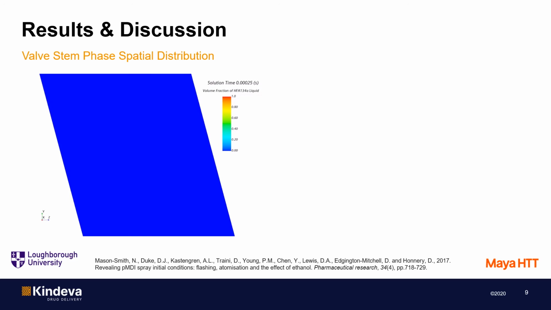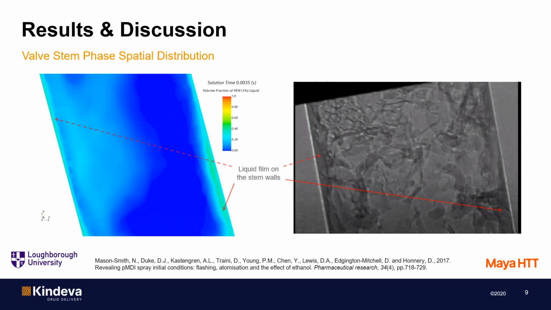To validate the trends of the model, we show a number of images that were grabbed from the work by Mason Smith, Duke, and Honoré. We note that the geometry of the actuator was not the same as in this model. Nevertheless, these results demonstrate that the trends of the models are credible. The CFD model predicts that the flow is characterized by liquid wall films and a vaporous core flow. This is also observed in the phase contrast images shown on the right-hand side of this slide.